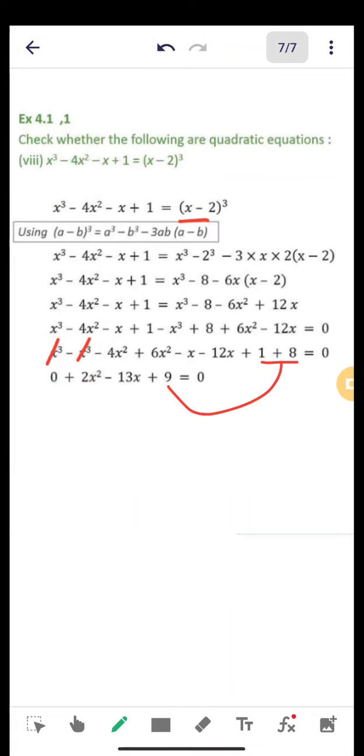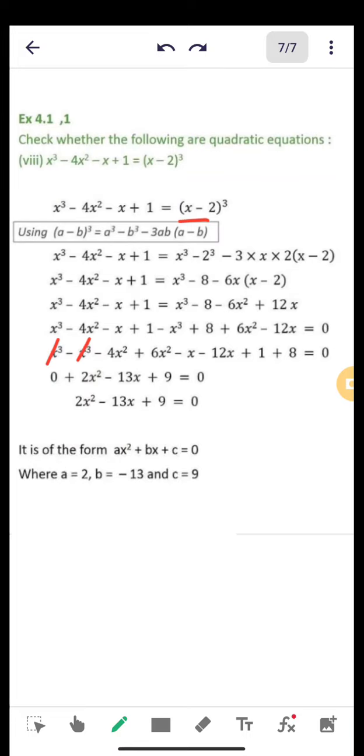Okay, so finally we got this. What's the degree of this polynomial? The degree of this equation is 2. So we can say that it is a quadratic equation. Comparing it with the general form, we get a as 2, b as −13 and c as 9. That's all. So this is the way you have to check whether the given equations are quadratic or not.